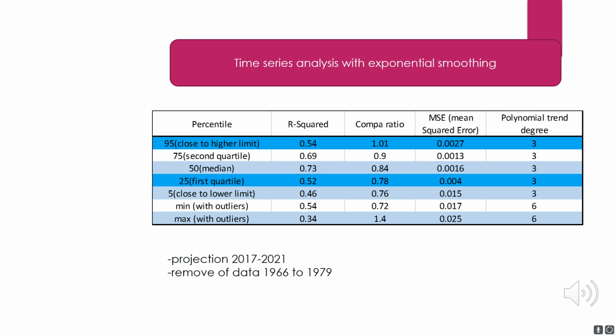For our time series analysis, we ran through multiple iterations using different percentiles to see how that affected the R-squared value, the Compa ratio, the mean squared error, and the polynomial trend degree to get it with a high level of confidence. Since one of our goals was to predict the best Compa ratio, we felt like we needed to provide a range in this particular model. So our workforce team at Good Samaritan Society would have a minimum and a maximum range that they should stick within when offering salaries to new employees.